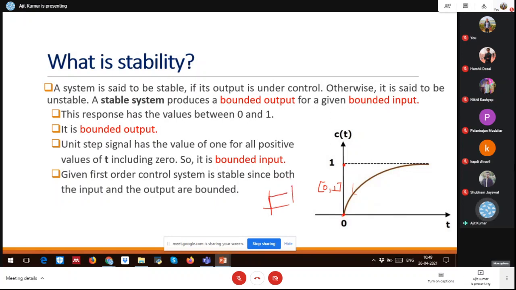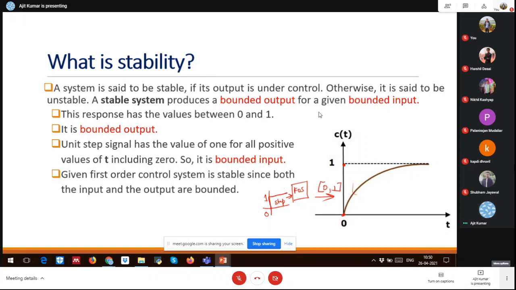So this is essentially a first order system. You have applied a step and you got this response. For unit step it is 0 to 1, and your output is like this. So for bounded input, you got a bounded output response. The unit step signal has value 1 for all positive values of t including 0, so it is bounded input. So given this first order control system, it is stable because both the input and output are bounded.